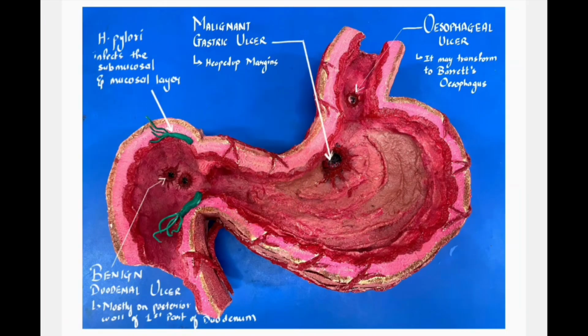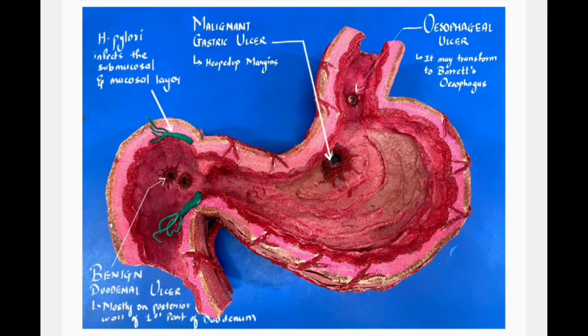Today we will explain our pathology model on peptic ulcer disease and its real-life correlation. This model represents the stomach and duodenum, highlighting ulcer formation, acid secretion, and complications. Peptic ulcers occur when the protective mucosal lining is damaged, allowing acid to create deep sores.